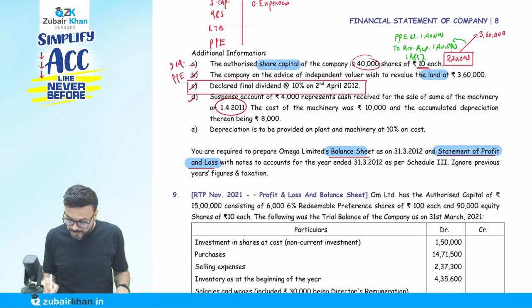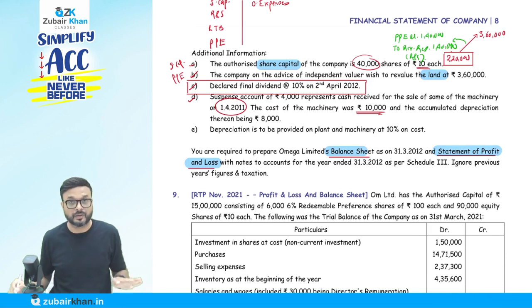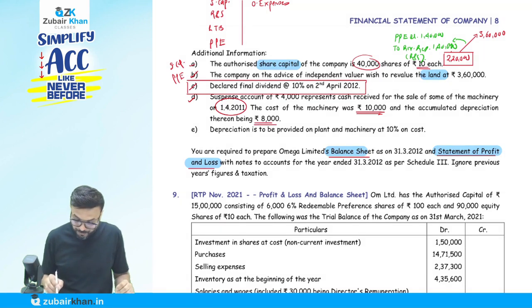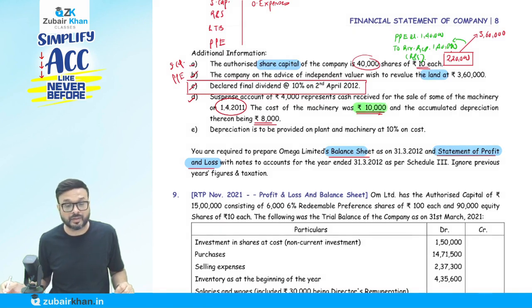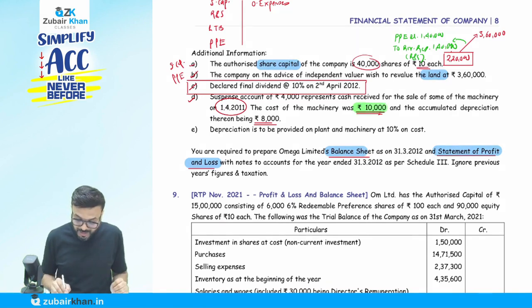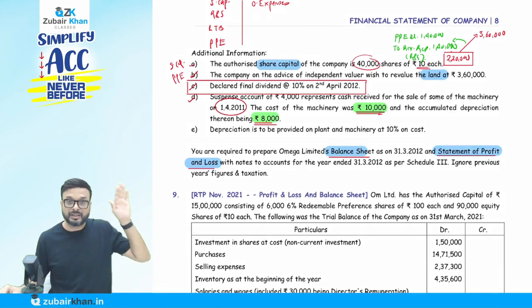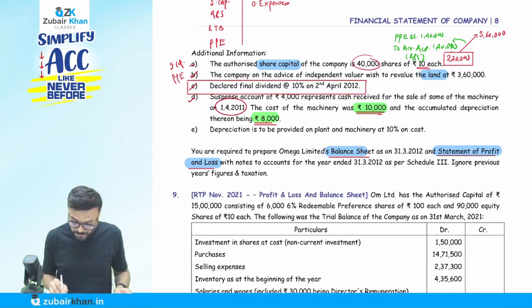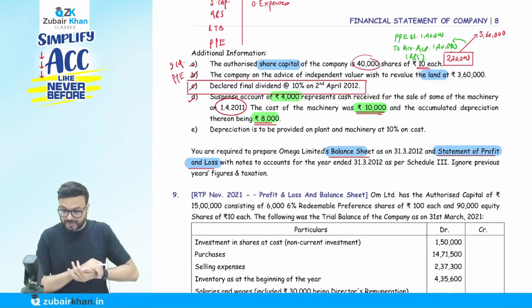The cost of the machinery they sold is rupees 10,000, and the accumulated depreciation thereon is rupees 8,000. So the original cost is 10,000. How much depreciation did they charge till the date they sold it? 8,000. So they say the suspense account of rupees 4,000 represents the cash received for the sale of the machinery.